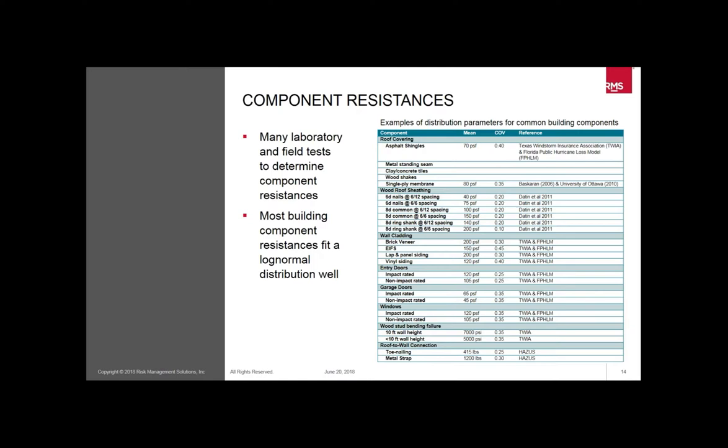The one typical component that is not usually fit with a log normal distribution is the window glass, the glazing. A lot of times that is fit more typically with a Weibull distribution, but most of these we can fit well with a log normal distribution. So this is a table that we're working on. You can see there's still a couple of open items that we're trying to fill in.